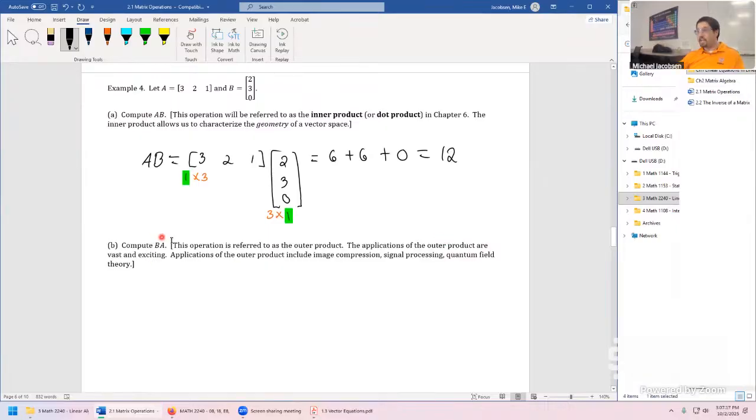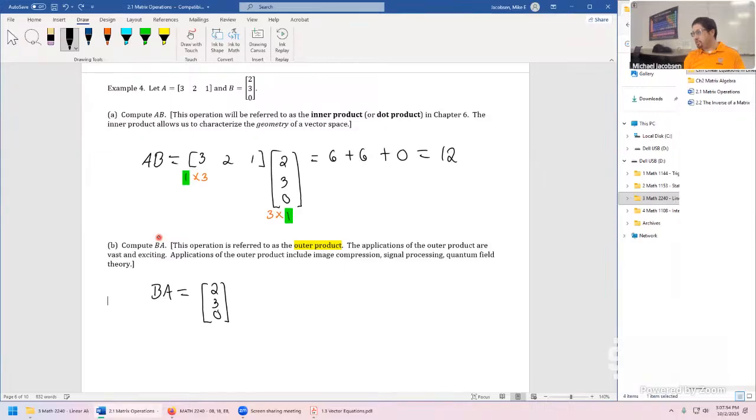The next one, B times A, is the outer product. Our book doesn't discuss this a lot, but if you're taking a lot of math, lots of applied mathematics, there are a ton of applications to this. If you're going to take a lot of physics, quantum field theory, quantum computation theory is a part of the outer product. Also, practical things like image processing, signal processing use the outer product, which is that multiplication, B times A. So B times A goes like this, 2, 3, 0.